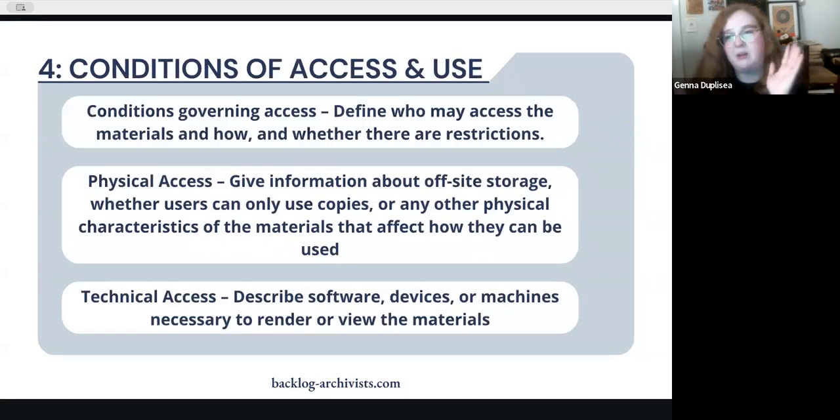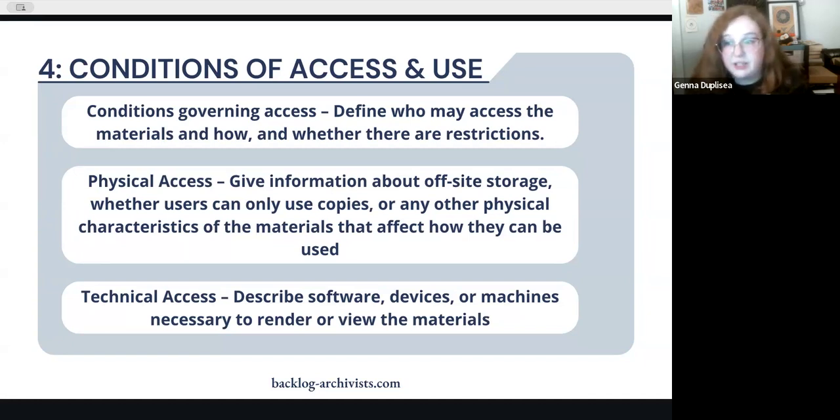So chapter 4 talks about the elements regarding access and use of a collection. These are really important for telling your users if they can actually look at this stuff, how they can physically look at it, and what they can do with it. So the conditions governing access defines if there are any restrictions.